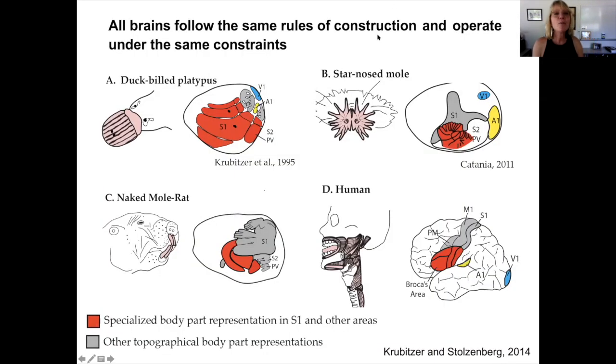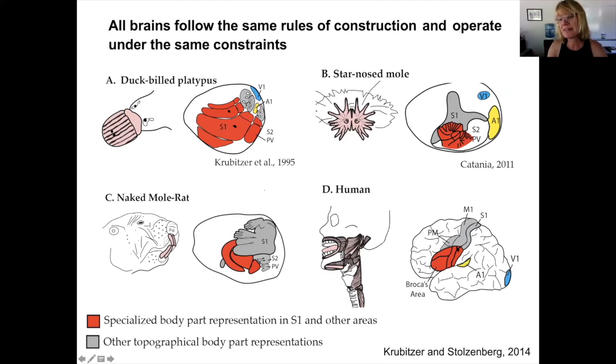Okay, so all brains follow the same rules of construction and operate under the same constraints. I've shown you an example of the bill of the platypus, beautiful examples from Ken Catania's lab, the nose of a star-nosed mole, the incisors of a naked mole rat. But maybe we should start thinking about the human supralaryngeal tract and oral structures in the same light. I'm not suggesting that what you want to call Broca's area isn't a behavioral specialization of humans, but it's certainly following the same rules of construction.